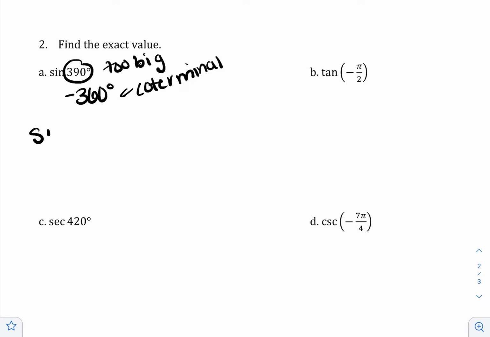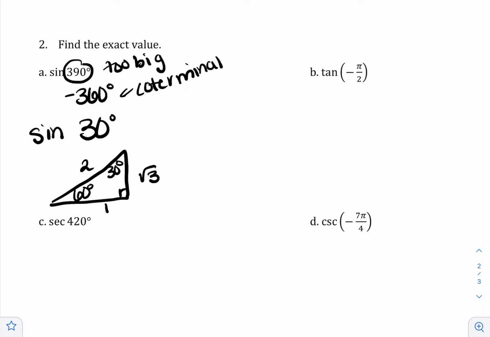So we're going to get the sine of 30 degrees. Okay, to help me with that, I'm going to draw my little visual. This was 60, this was 30, this was 1, this was 2, because I cut my equilateral triangle in half. And by the Pythagorean theorem, this was square root of 3.